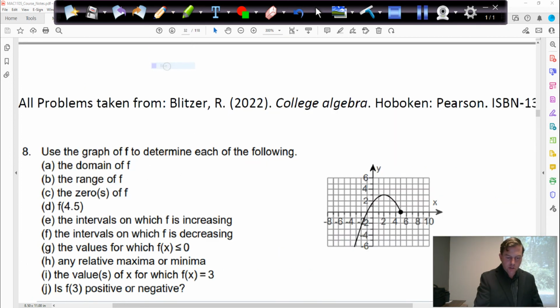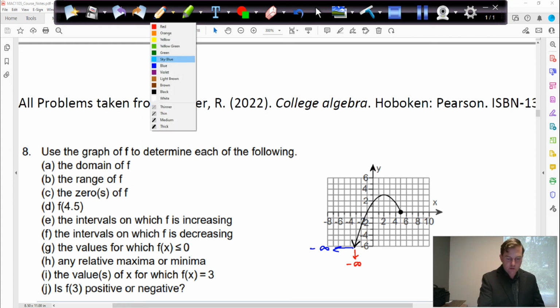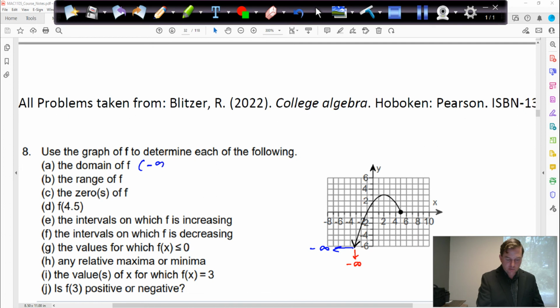Okay, so 8 is really similar. We're going to go in here and say the domain is the x values. Now we're going to notice that this thing is kind of missing an arrow here. Usually they put little arrows to indicate that it keeps going. So if it does, then that means it's going to keep going left for -infinity, and it's also going to keep going down for -infinity in the y.